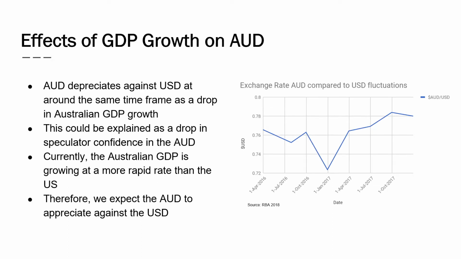So next we have the effects of the GDP on the Australian dollar. The Australian dollar value dipped against the US dollar at around the same time frame as the drop in Australian GDP growth. This could be explained as a drop in speculator confidence in the Australian dollar, hence the dip in Australian dollar value against the US dollar. Currently, the Australian GDP is growing at a more rapid rate than the US's GDP, and as such, we expect the Australian dollar to appreciate against the US dollar.